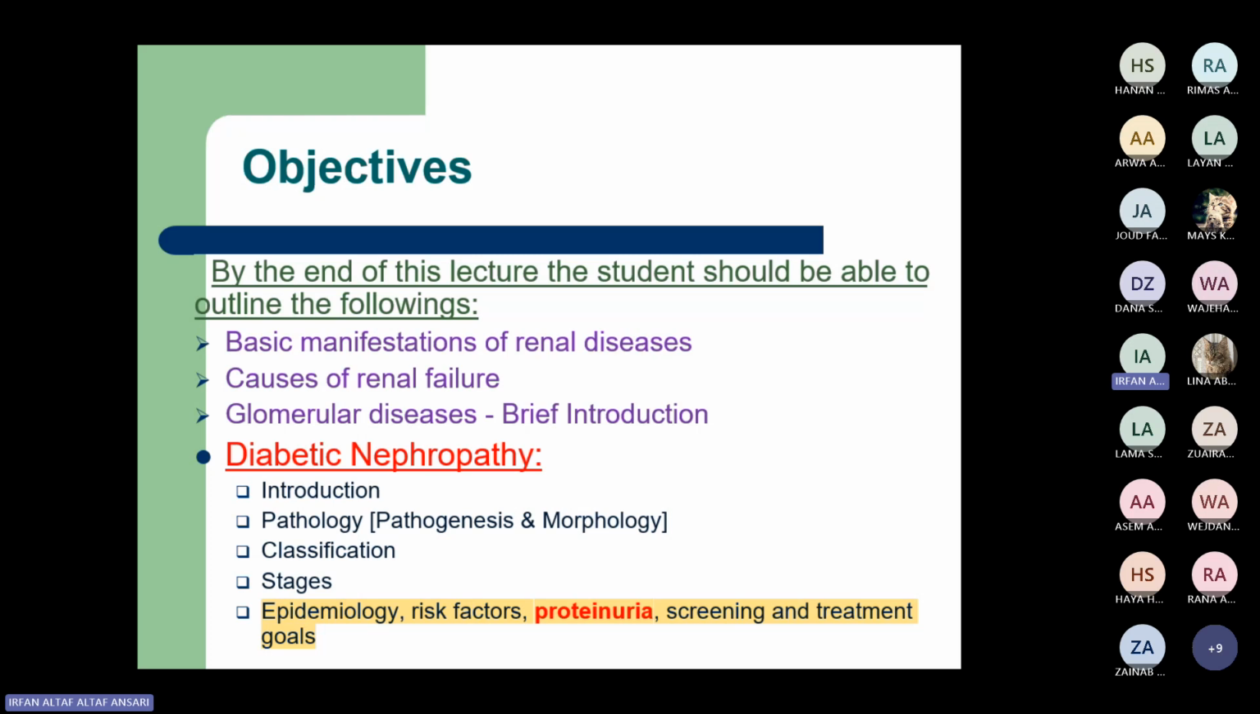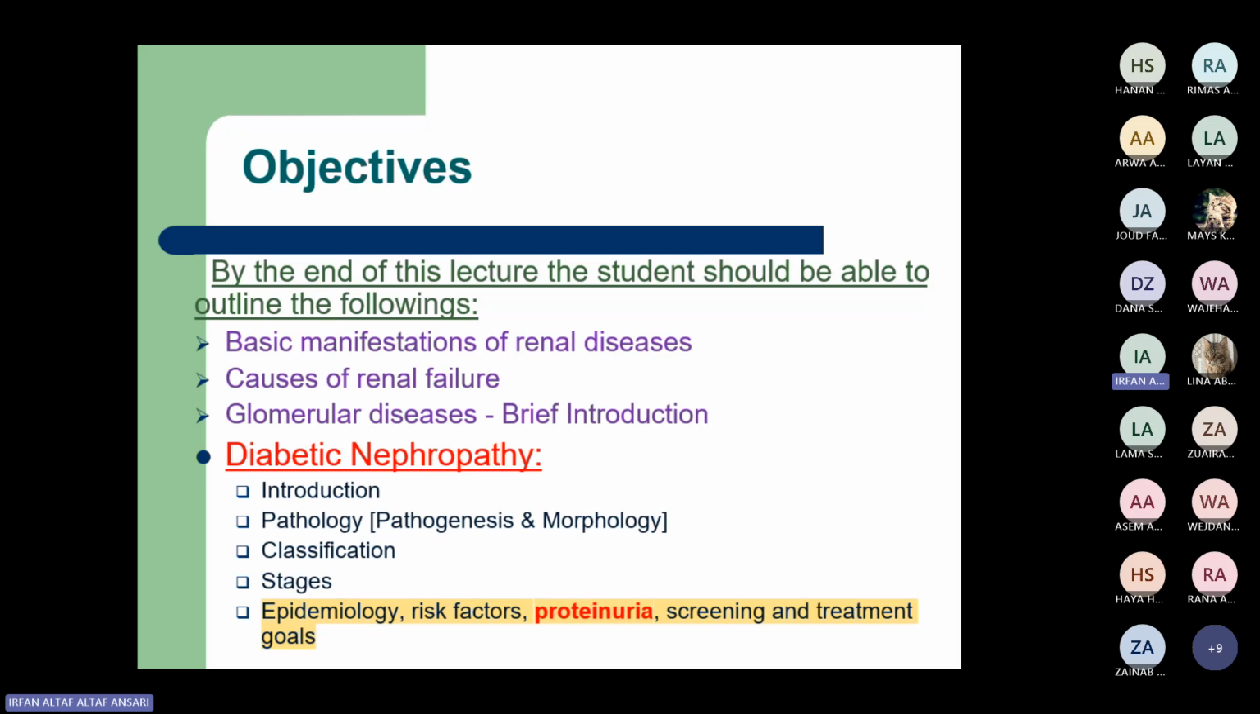How will you say that your patient is going to develop, or that his signs and symptoms are indicating that his kidneys are affected? So what are the basic manifestations and what are the different causes of renal impairment or renal failure? Then when you go into the deep structure of the kidney, you'll find the basic unit of the kidney is the nephron. And in the nephron, you have the glomerulus. They play a very important role. So the majority of the diseases of the kidney affect the glomerulus.